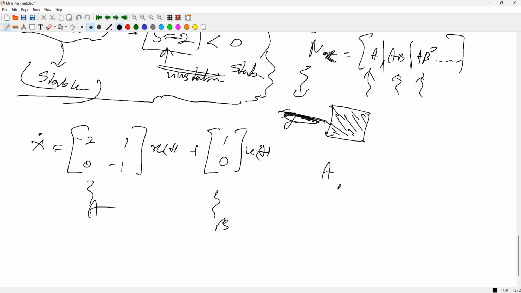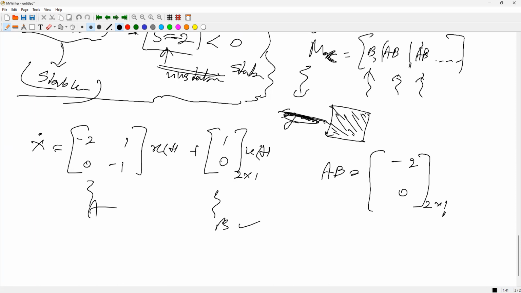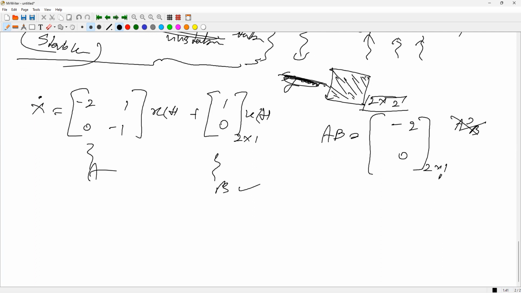We know A. This is B. Oh, sorry, this is B. First part B, second part AB, then A square B. We know B, so we can find AB. AB times minus 2, 0. This is our AB. This is a 2 by 1 matrix. Then M is a 2 by 2 matrix. This should be rectangular, so we don't need the A square B part. Here we can write MC: B part first 0, 1, second part minus 2, 0.